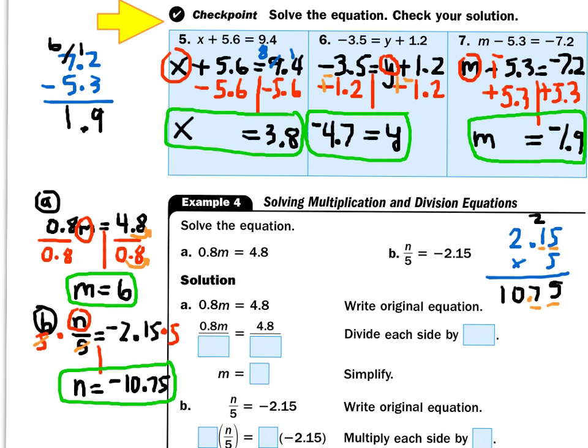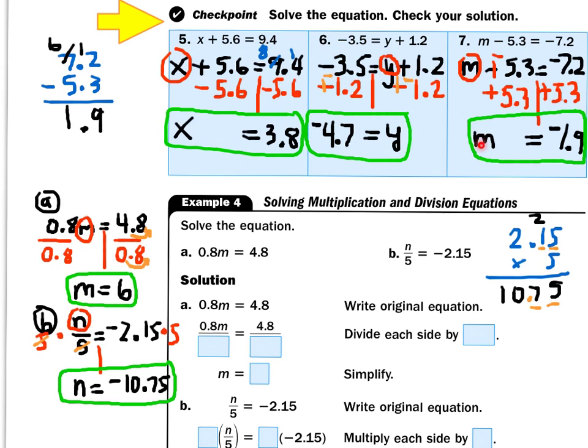M minus 5.3 equals negative 7.2. Well, circle your variable, bring that wall straight down, and look at where I saw minus, I added a line and changed the sign. Now take a look at what's touching the circle, adding negative 5.3. Well, I know I want to destroy it. I want it to become 0. So I'm going to add a positive 5.3 on both sides of my wall.